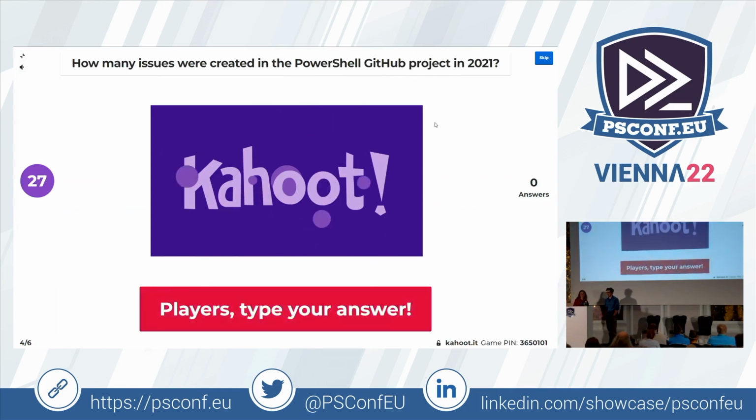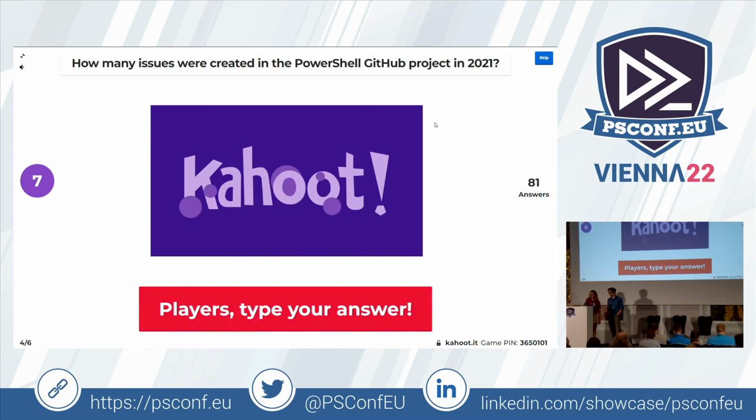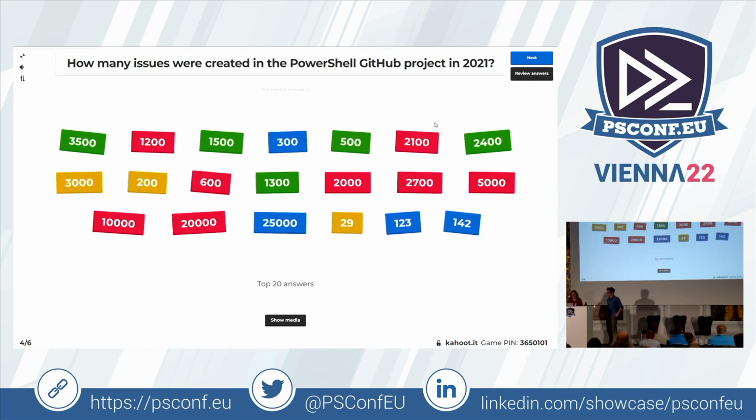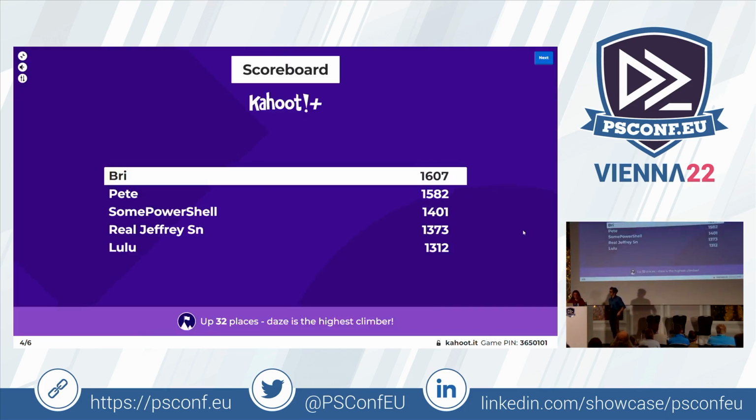How many issues were created in the PowerShell GitHub project in 2021? I'll give a hint here that we rounded, so the last 2 digits are zeros. You know, they're tricky questions, but we hope you guys can learn something from it too. They're very important questions. Oh, nice, 3,500. And that's just in 2021 alone.